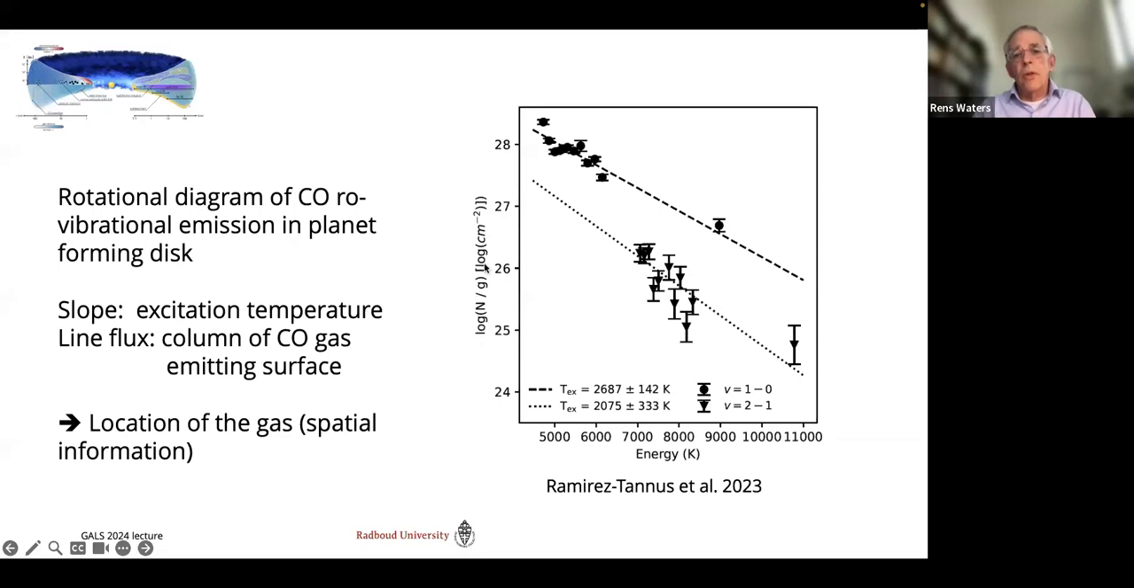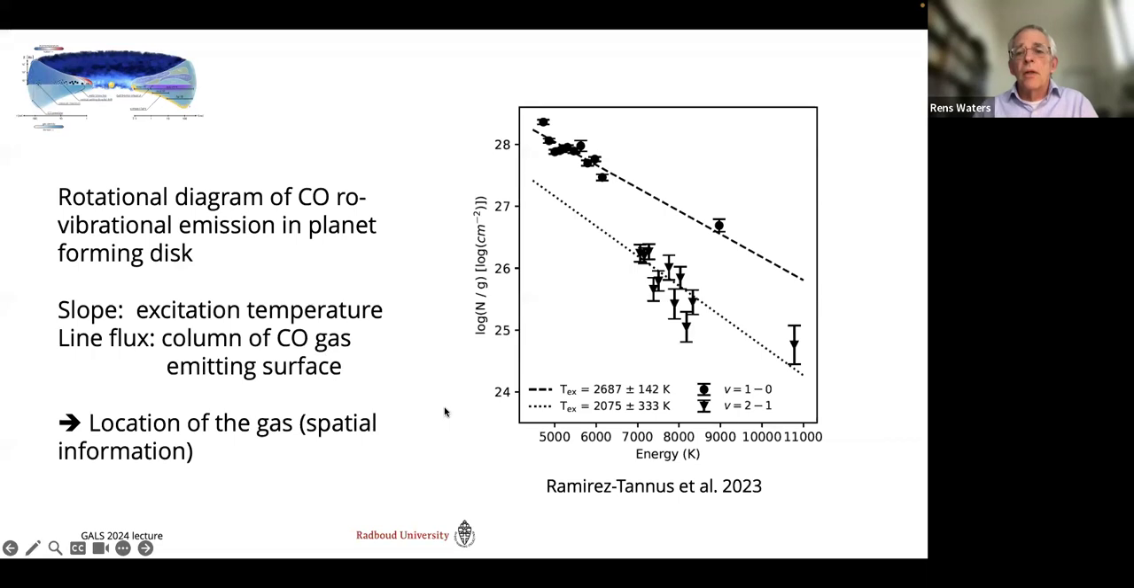And of course, the amount of emission is proportional to and depends on how many CO molecules you have and on their emitting surface, depending on whether it's optically thin or optically thick emission. And then if you have an idea about what object you're looking at, in this case we do because we know it's a planet-forming disk, you can translate these values like temperatures and surfaces to where you are in the planet-forming disk.